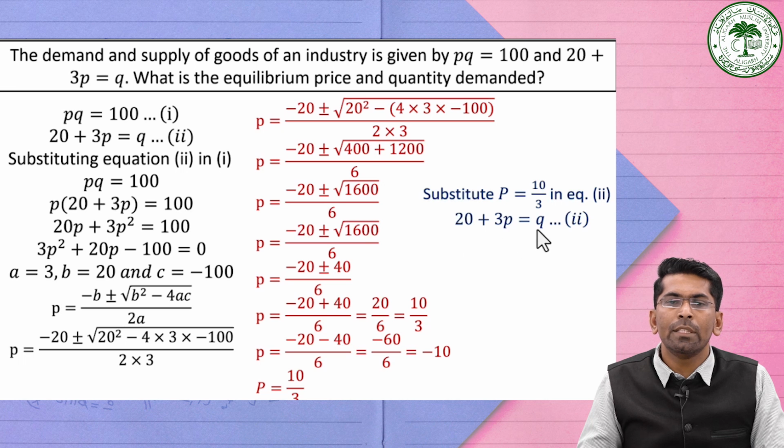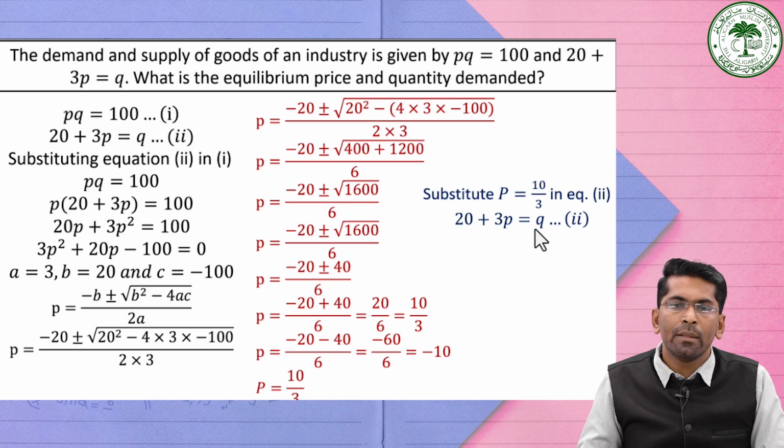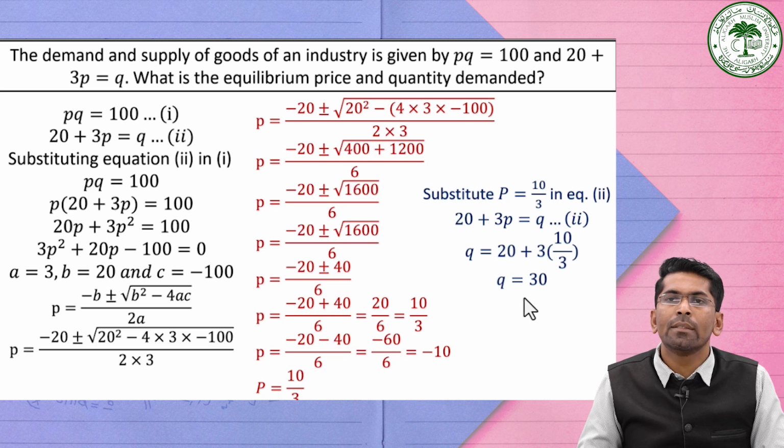Equation number 2 is 20 plus 3P equal to Q. Substituting, Q is equal to 20 plus 3 into 10 divided by 3. Here 3 and 3 will be cancelled out. What is remaining is 20 plus 10, which is equal to 30. So the quantity demanded is equal to 30. In this example, the equilibrium price is equal to 10 by 3 and the equilibrium output, or the quantity demanded in the market, is equal to 30.